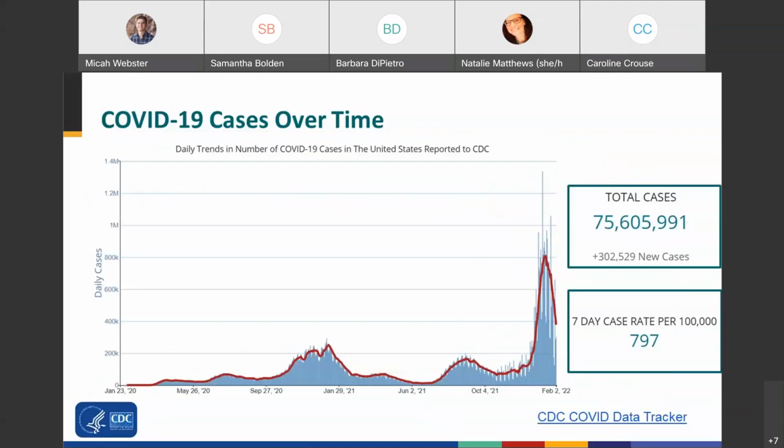All righty. So our cases for the whole country are on a sharp decline, which is a really good sign. It reminds me of a roller coaster at Cedar Point, where you go straight up and straight back down. So hopefully it continues going down. We are at around 75 million cases, and the 7-day case rate per 100,000 people is 797. So things are slowing down, which is great news, and we're going to keep implementing all of those prevention measures so that we can keep coming down. Next slide, please.